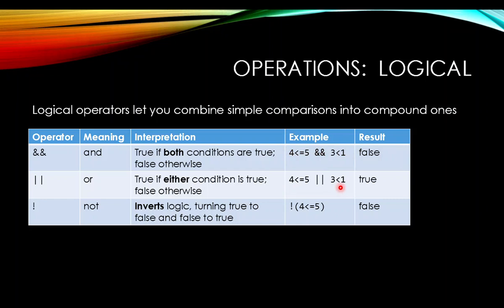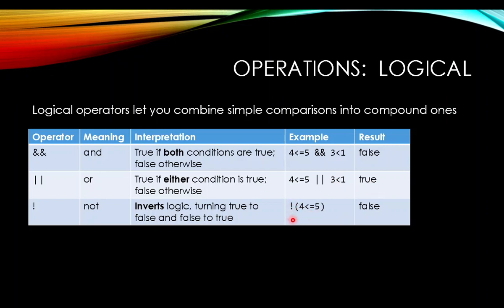Here, is 4 less than or equal to 5? Yes. Is 3 less than 1? No, it's not. But since this is an OR, if either one of these things is true, this is going to be true. So you have to think about, what does AND and what does OR mean? Again, we'll come back to these and spend a lot more time.